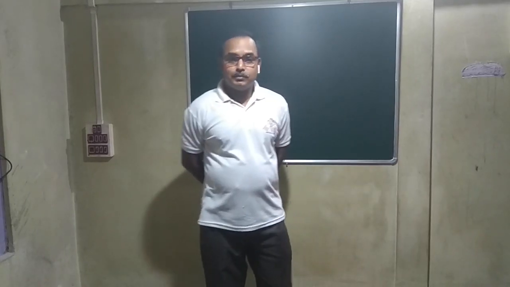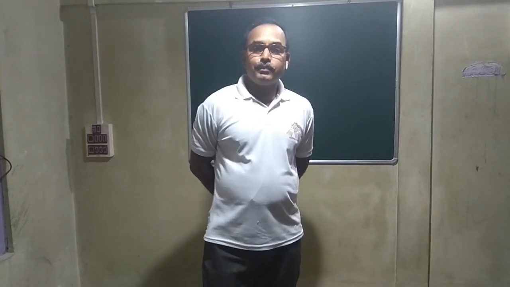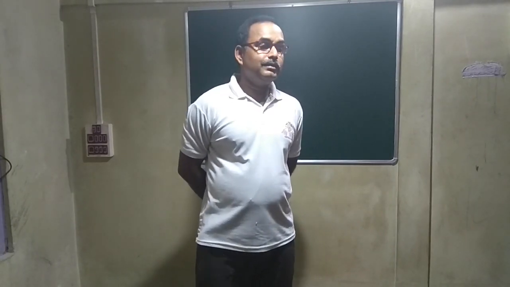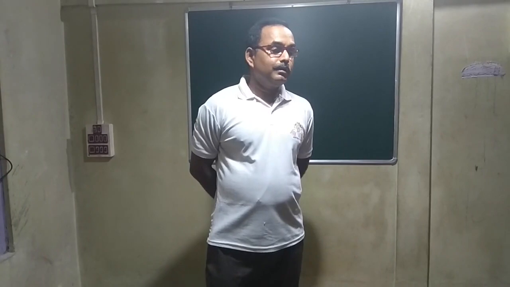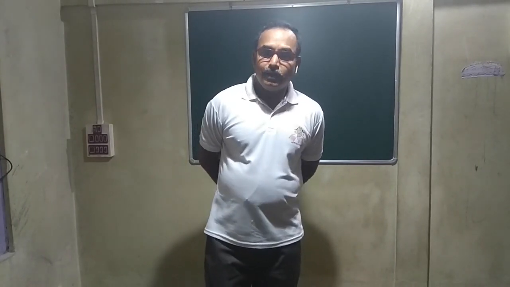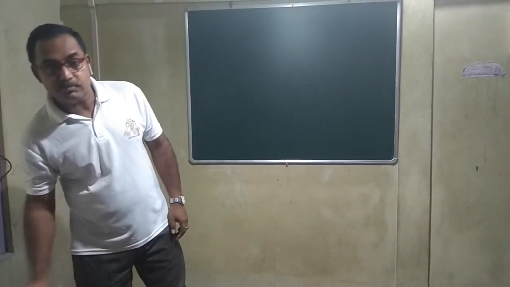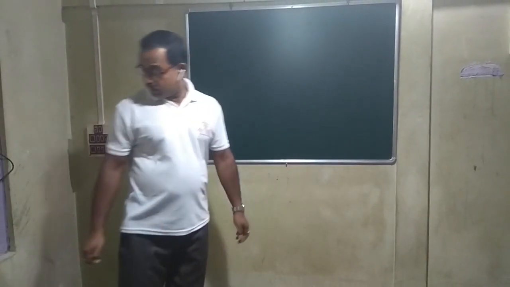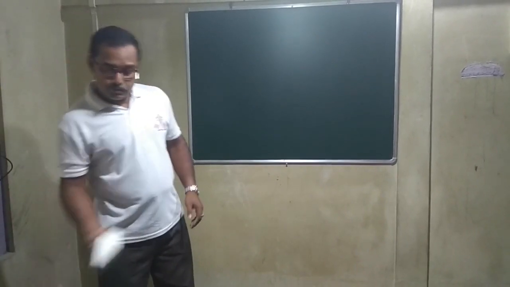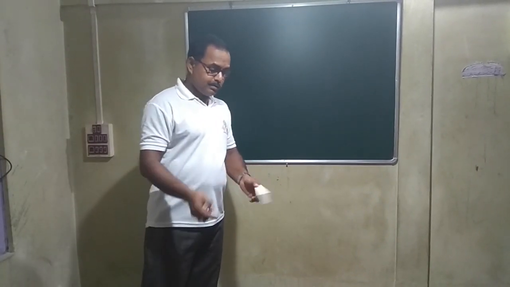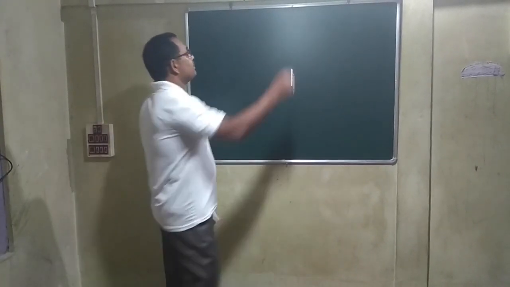So, dear students of class 12, today we are going to discuss your organic part. The first chapter is Unit 10, Halogen Derivatives. Halogen Derivatives of Alkanes or Arenes. So, let us begin.